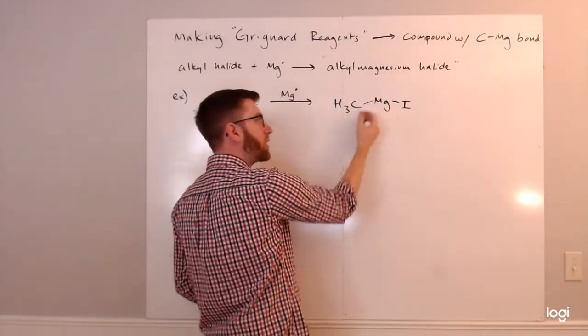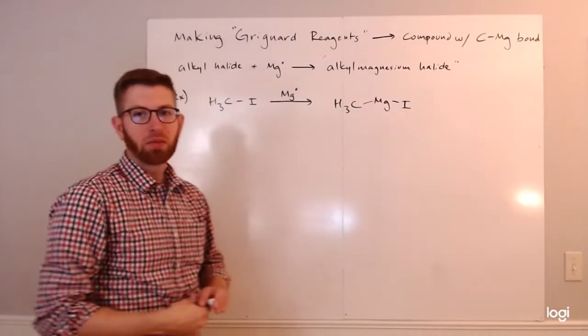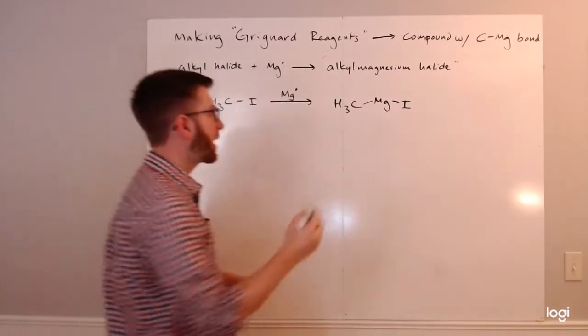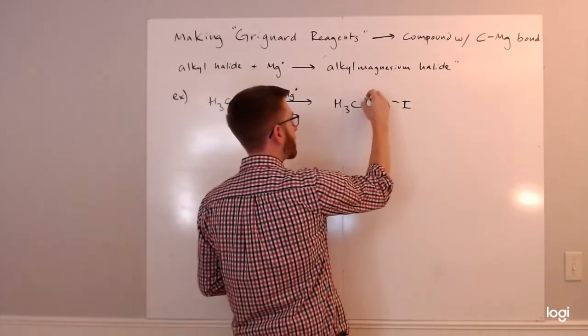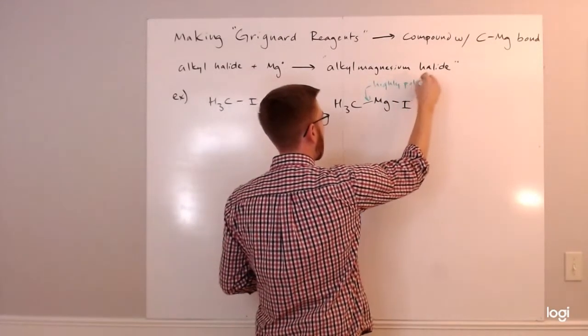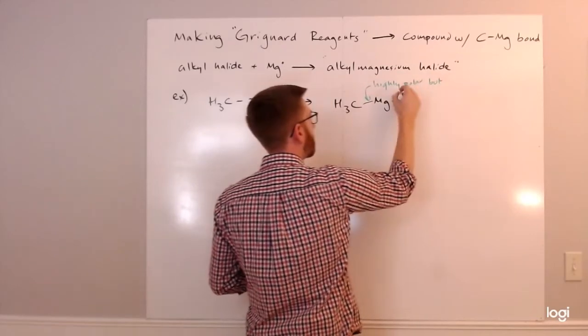It turns out that these bonds are semi-covalent, which is a little surprising. We typically think of metals as only forming ionic interactions, but this bond here is highly polarized, but covalent.